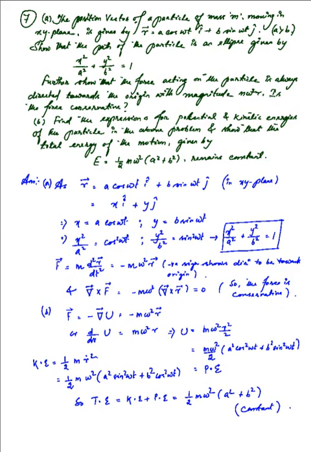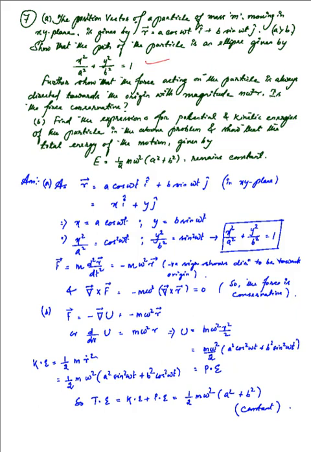Now the next bit has the position vector of a particle of mass m moving in the xy plane to be given by r vector is equal to a cosine omega t i hat plus b sine omega t j hat, a is greater than b. In this case we have to show that the path of the particle is an ellipse, which is given by this equation right over there.